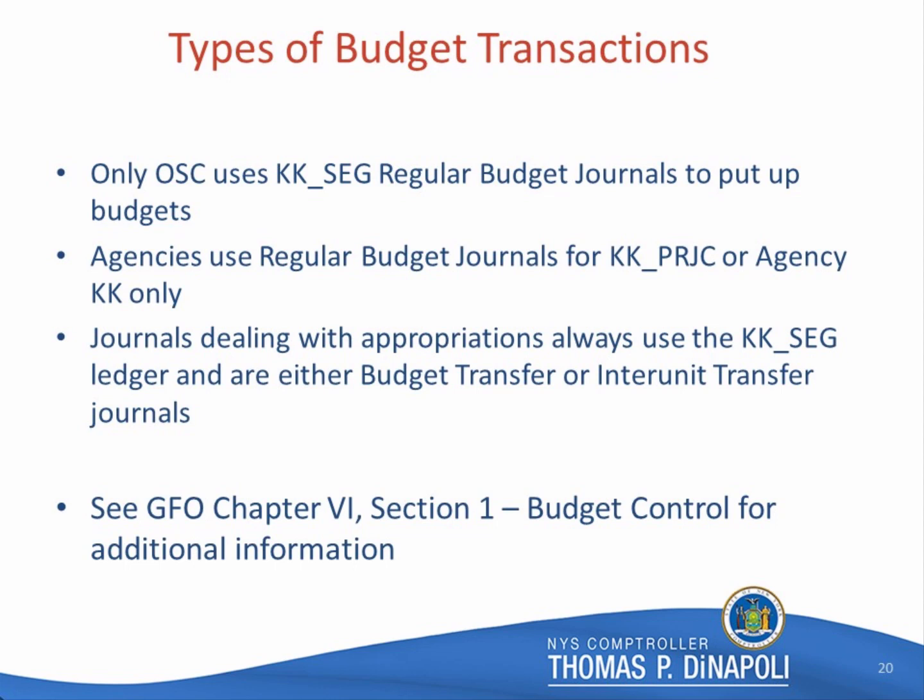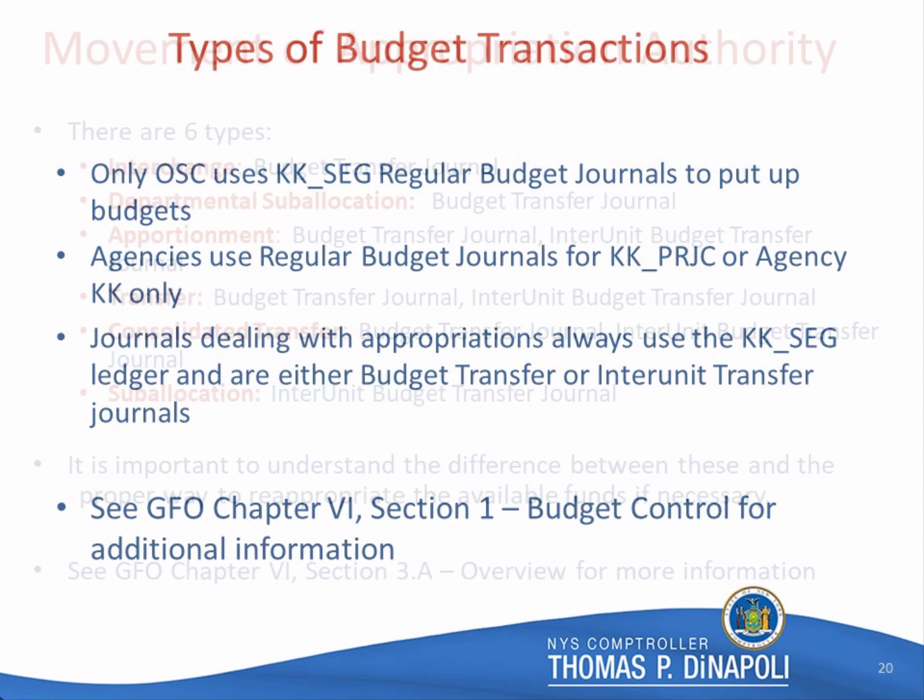Only OSC uses KK-SEG on regular budget journals. These budget journals are used to put up budgets in SFS. Agencies use regular budget journal for KK Project Child or Agency KK only. They may not use regular budget journals for KK-SEG. If we see that they do, we deny the journal and ask the agency to use a budget transfer journal or an inter-unit budget transfer journal.